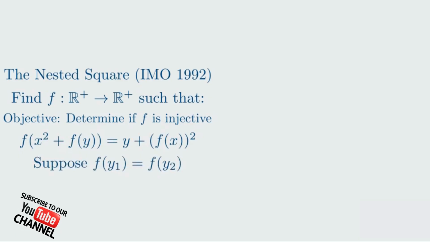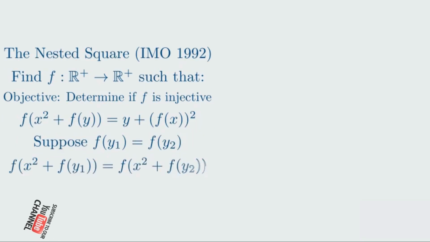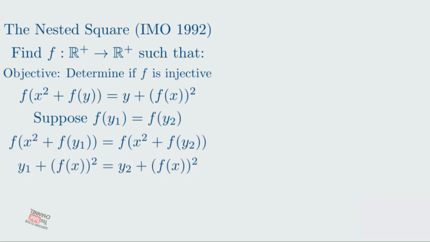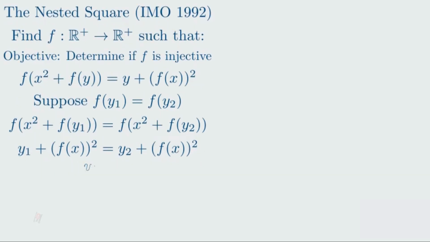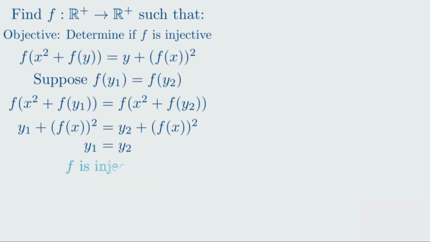Suppose we have two values, y1 and y2, such that f of y1 equals f of y2. If we plug these into our original equation while keeping x the same, notice what happens on the left side. The inputs to f become identical because f of y1 and f of y2 are the same. Therefore, the outputs must be equal. By subtracting the f of x squared term from both sides, we are left with y1 equals y2. This confirms that the function is injective. Every unique input maps to a unique output.